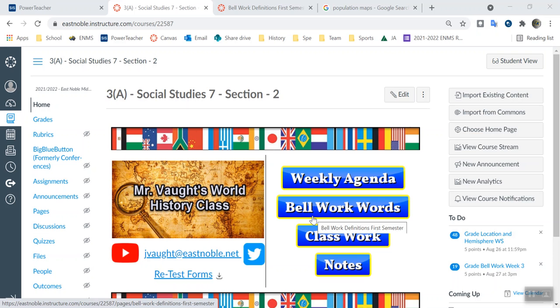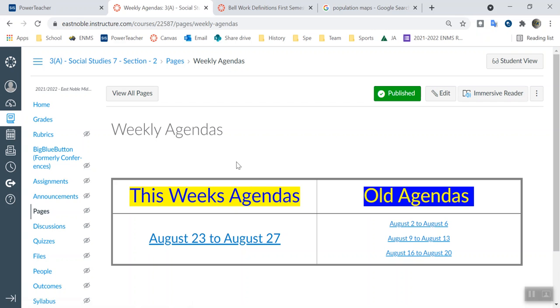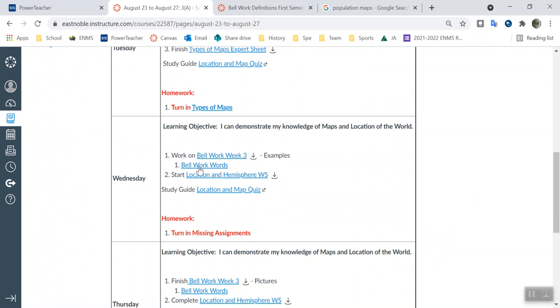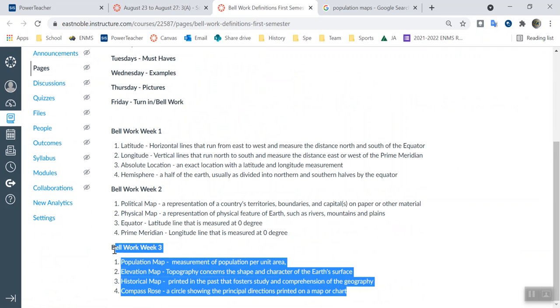All right. So let's go over what we're doing today. We go to weekly agenda. We scroll down. We're seeing that we're doing a new thing about location and hemispheres. So you see here on Wednesdays we're working on that one. So we'll get to that in just a second. Let's go over bell work. So we click on bell work. Here are the words and definitions for you.